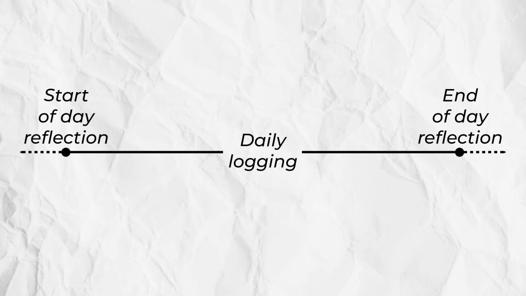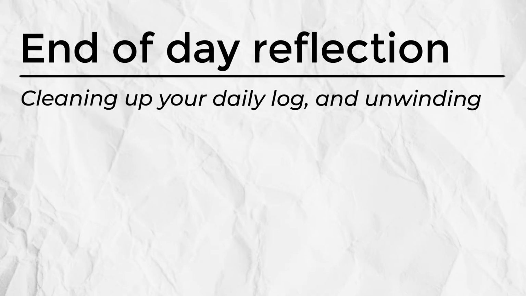Between the start of day and end of day active reflection periods is the daily logging process. This is the part where we rapid log any of the things that come up during the day into that daily log. So our tasks, our notes, our events. At the end of the day, this is when we get to the PM reflection, or what I'm calling the end of day reflection. This is more about cleaning up what we've recorded in the daily log and reviewing the day that was to help you unwind.